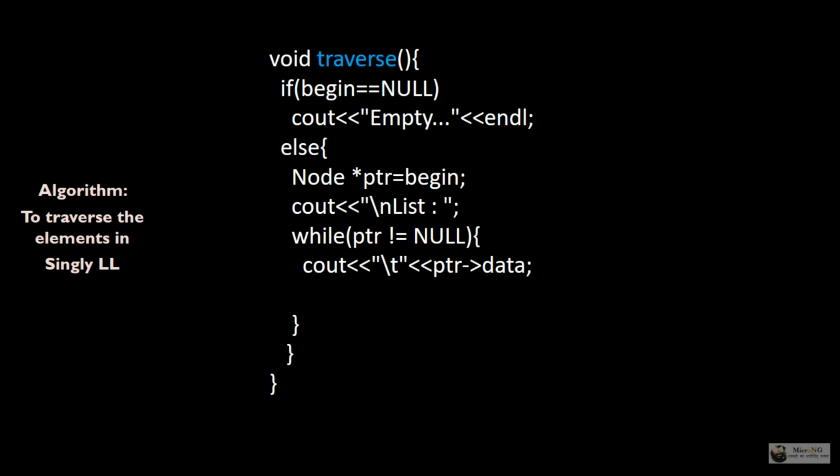After that we have to make the node pointer go to the next node. So we write PTR equals PTR next. The pointer will move to the next node. Now this loop will keep on repeating as long as the pointer is not equal to null. It will fetch the data from the node and the pointer will move to the next node by using PTR next.